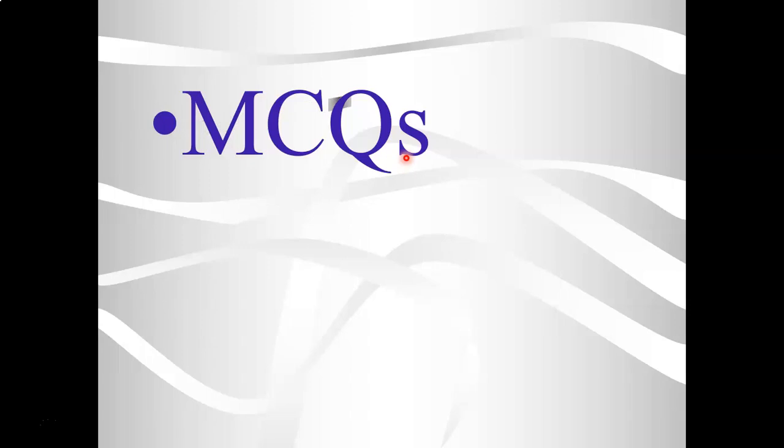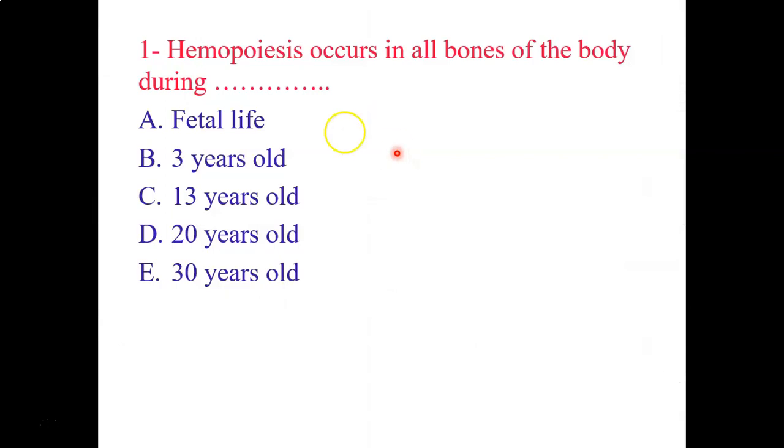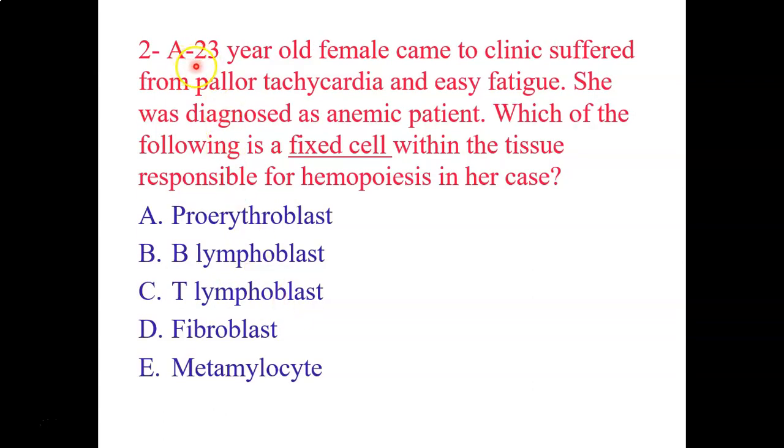Let's take some MCQ questions. The first question: hemopoiesis occurs in all bones of the body during fetal life. The answer is fetal life, so all bones have bone marrow. After that it becomes limited to a group of bones, and in adult age it is present in flat bones only. The next case: a 23-year-old female came to the clinic suffering from pallor, tachycardia, and easy fatigue. She was diagnosed as an anemic patient. Which of the following is a fixed cell within the tissue responsible for hemopoiesis?